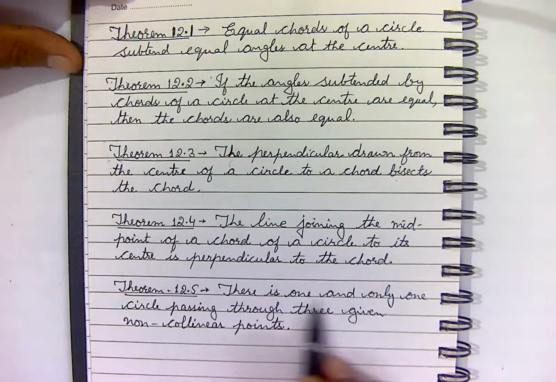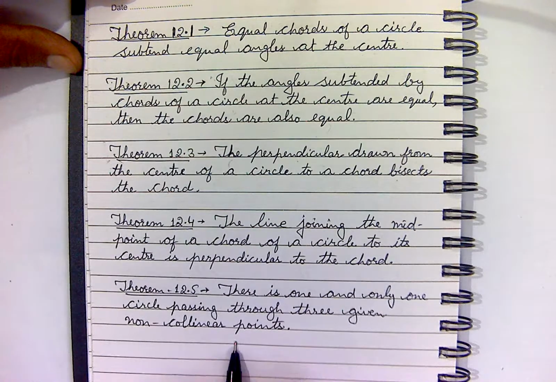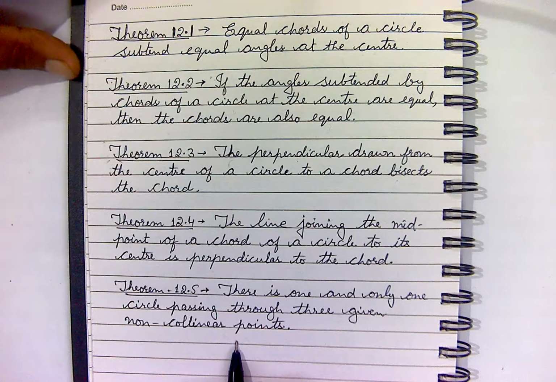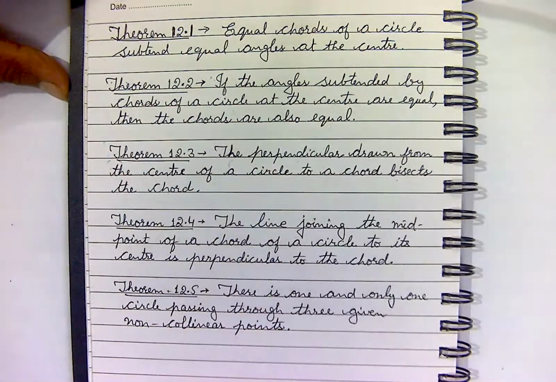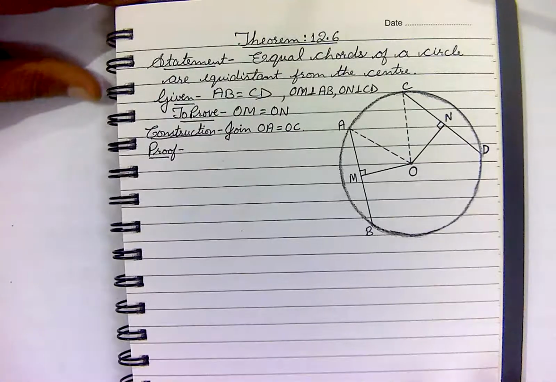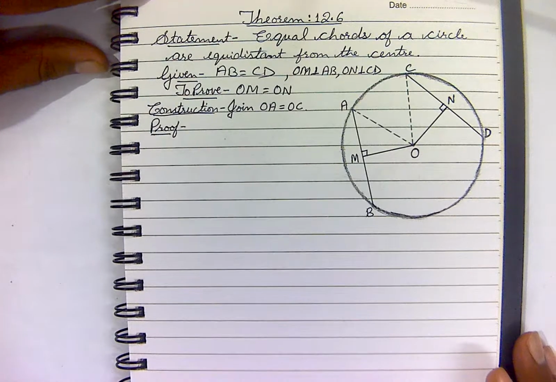Next, there is one and only one circle passing through three non-collinear points. So if you are given three non-collinear points, then we can draw only one circle which passes through these three points. So these were the statements, the theorems which we have done. Now let's move towards the next. The next theorem is 12.6.